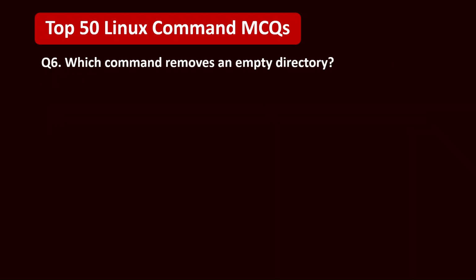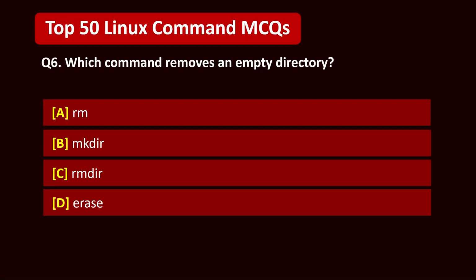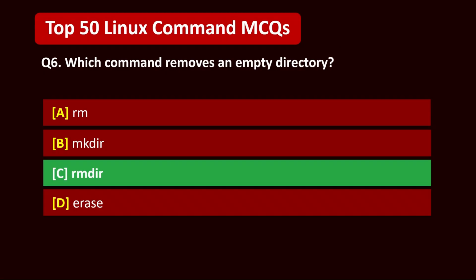Question 6. Which command removes an empty directory? A. rm, B. mkdir, C. rmdir, D. erase. 5, 4, 3, 2, 1. Correct answer is C. rmdir.